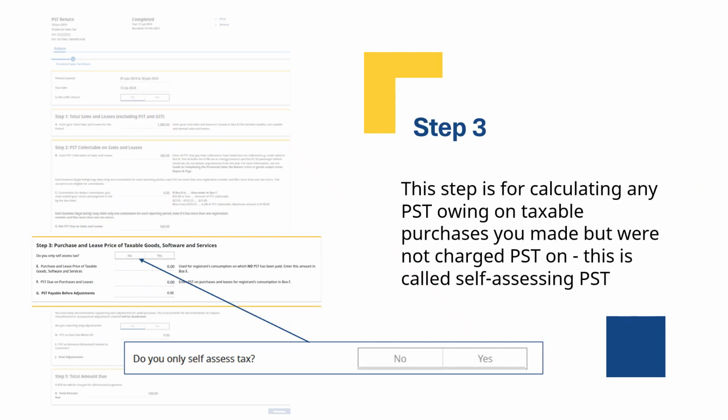Step 3 of the return is for calculating any PST owing on taxable purchases you made but were not charged PST on. This is called self-assessing PST. You'll be adding any amount you owe to your total PST to be paid. It's important for you to know that this section is not to be treated as an input tax credit section. The PST is not like the federal goods and service tax. It does not flow through and it is not rebated back to you in any way.